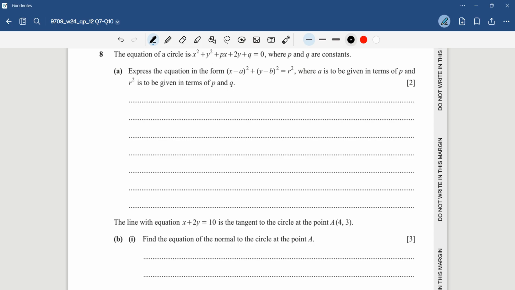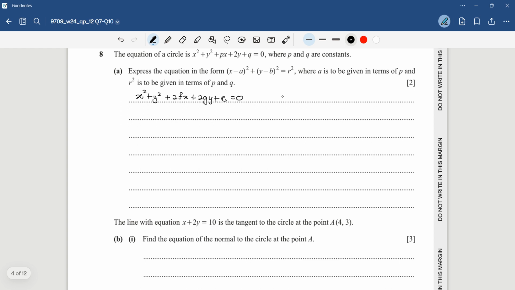So first, I rearrange this. So it's going to be x squared plus px plus y squared plus 2y plus q equals 0. So it's going to be x squared plus px, or even you can, sorry, you can use the formula. If you still remember the formula, it's going to be x squared plus y squared plus 2fx plus 2gy plus c equals 0.